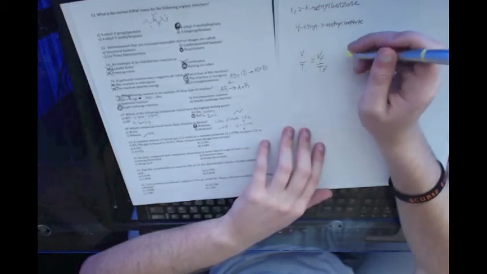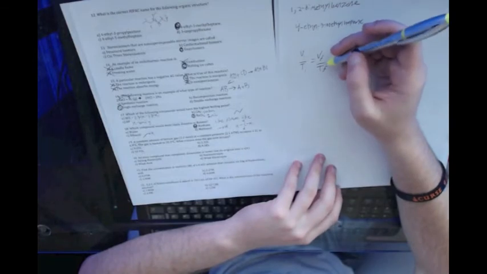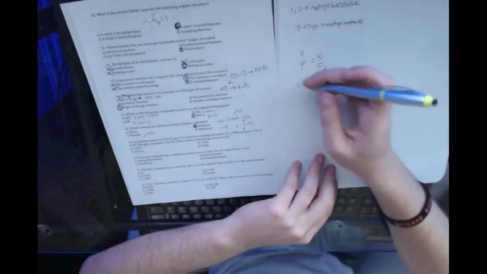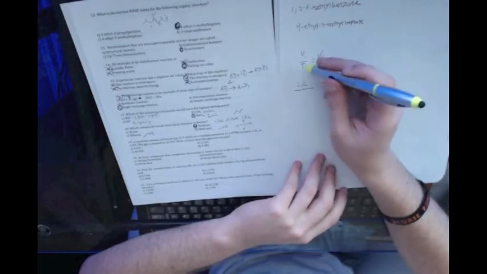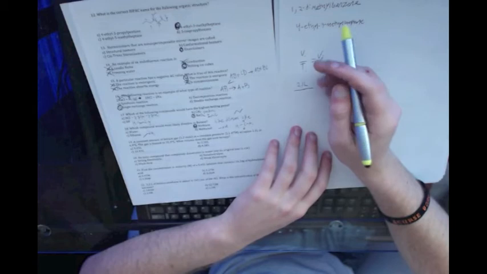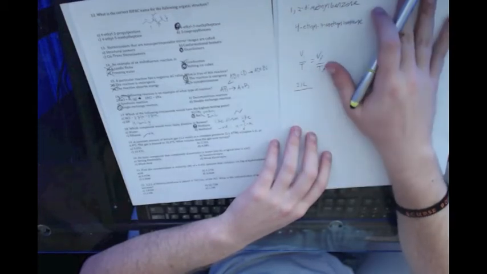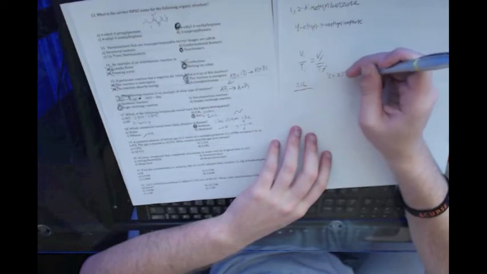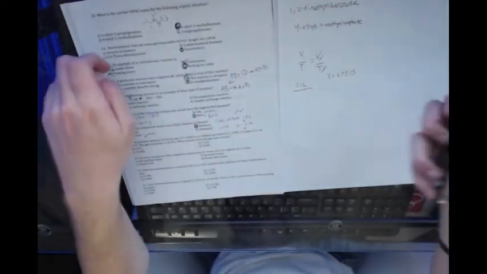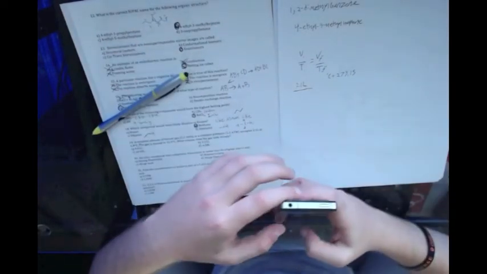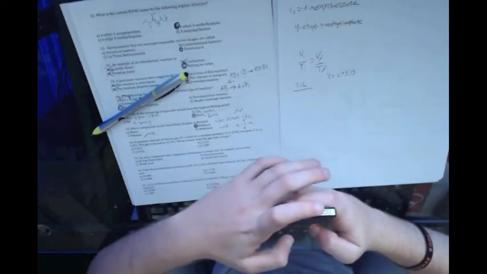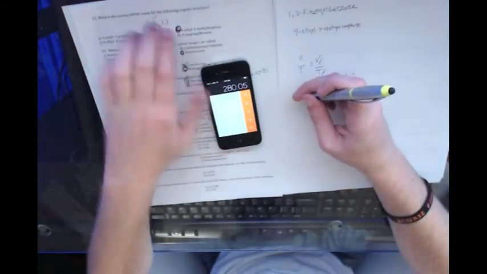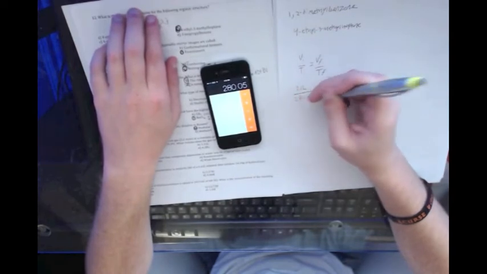So now we start plugging and chugging, right? So it occupies 2.1 liters. So that's V initial. And that's at a temperature of 6.9 degrees Celsius. But we can't put 6.9 degrees Celsius in. Remember, whenever you're dealing with gases, you have to deal with Kelvin. So to get Kelvin, it's degrees Celsius plus 273.15. So when we do this little thing right here, it's going to be 6.9 plus 273.15. So that's going to be 280.05 Kelvin.